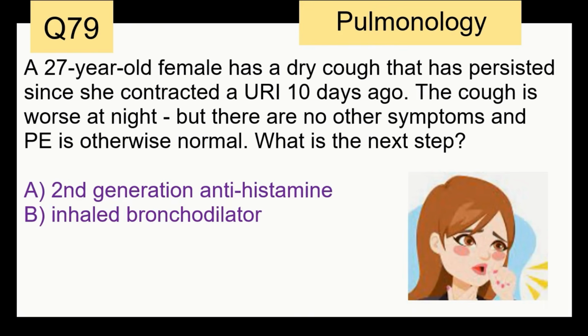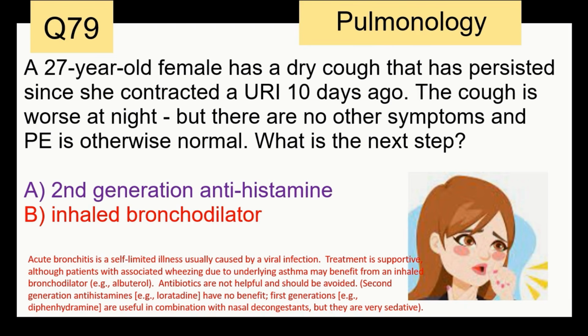79. A 27-year-old female has had a dry cough that has persisted since she has contracted a URI. The cough is worse at night, but there are no other symptoms, and the exam is otherwise normal. What's the next step? An inhaled bronchodilator. She has acute bronchitis. We don't give antibiotics. Antihistamines can be very sedative, so we treat symptoms and perhaps an inhaled bronchodilator.